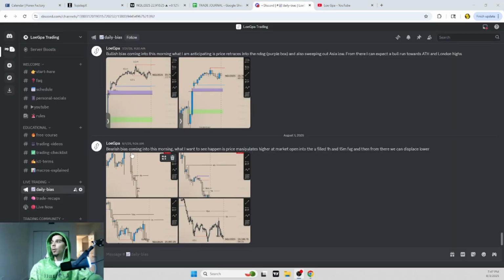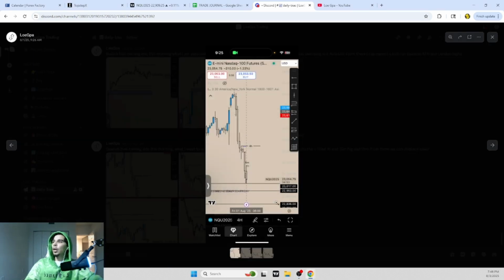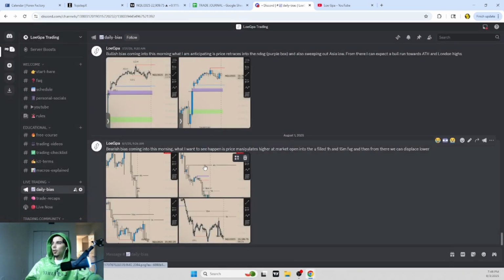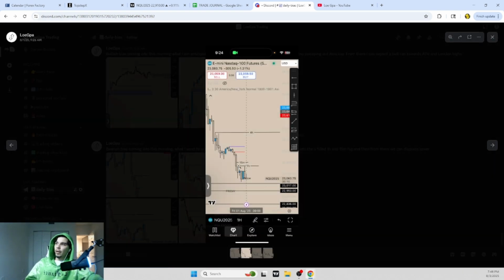Again, starting with our bias, right? Bearish bias coming into this morning. What I expect to see happen is price manipulate higher at market open into the unfilled 1 hour and 15-minute fair value gap. And then from there, we can displace lower. So this is what the 4-hour chart looked like. We had London and Asian right here. And then we had this unfilled 4-hour up here as well. On this 1 hour, we had this unfilled 1 hour gap. Again, London and Asian are right here, and the unfilled 4 hours way up here. So what I want to see, we are accumulating, at least tap into this 1 hour and 15 minute and then continue lower.